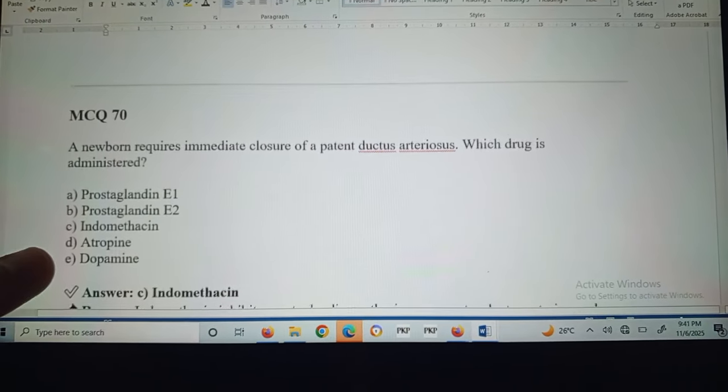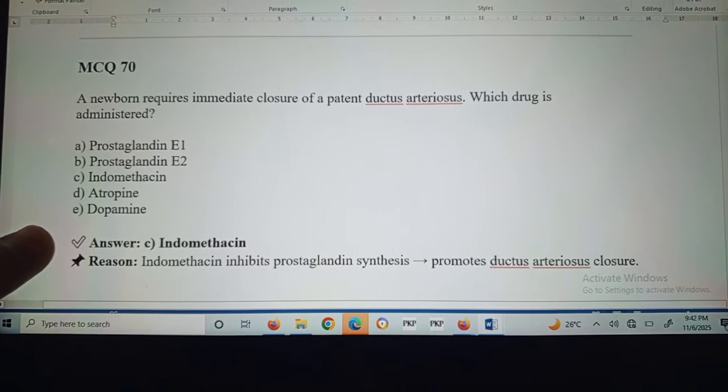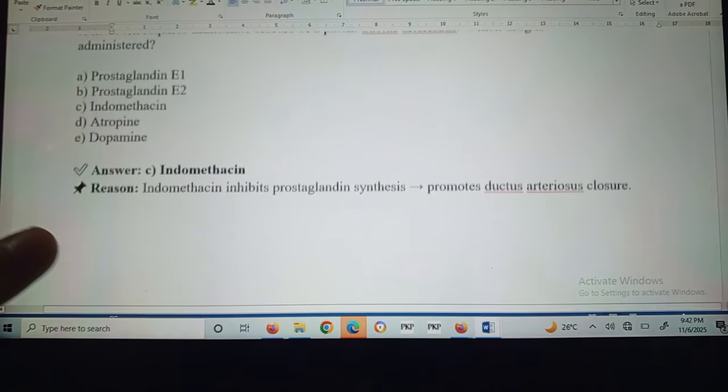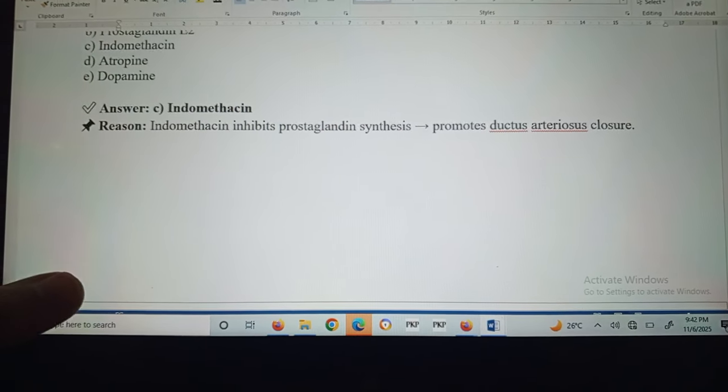A newborn requires immediate closure of the patent ductus arteriosus. Which drug is administered? Indomethacin is responsible for it. It inhibits prostaglandin synthesis and promotes ductus arteriosus closure.